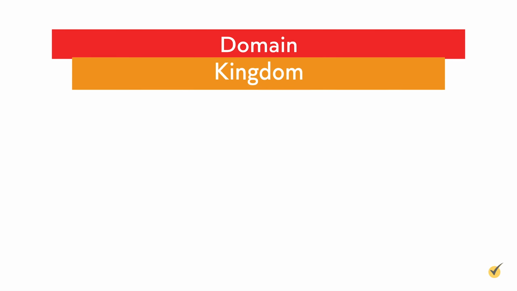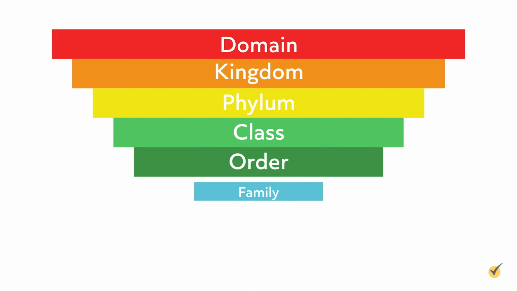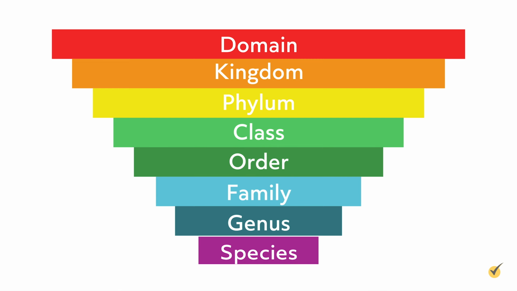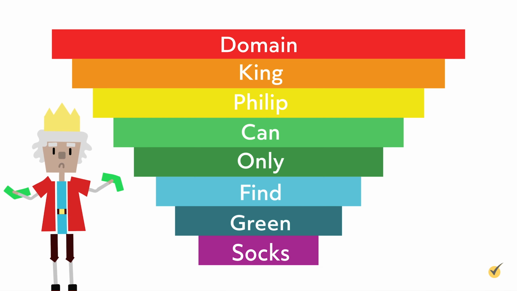Following the domain level, the classification system reads from least specific to most specific in the following order: kingdom, phylum, class, order, family, genus, and species. A mnemonic device often used to remember this order is King Philip can only find green socks.